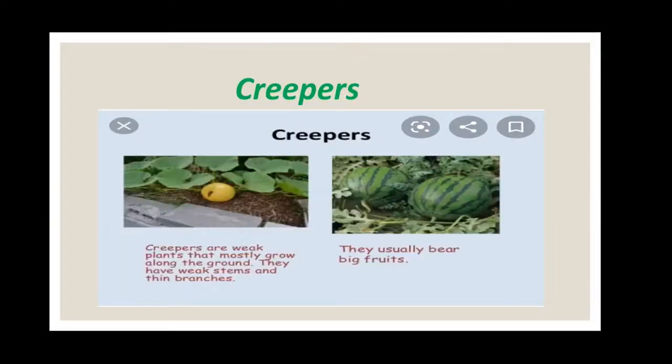Next is creeper. Creepers are weak plants that mostly grow along the ground. They have weak stems and thin branches. They usually bear big fruits. So creepers have big fruits like watermelon, pumpkin.